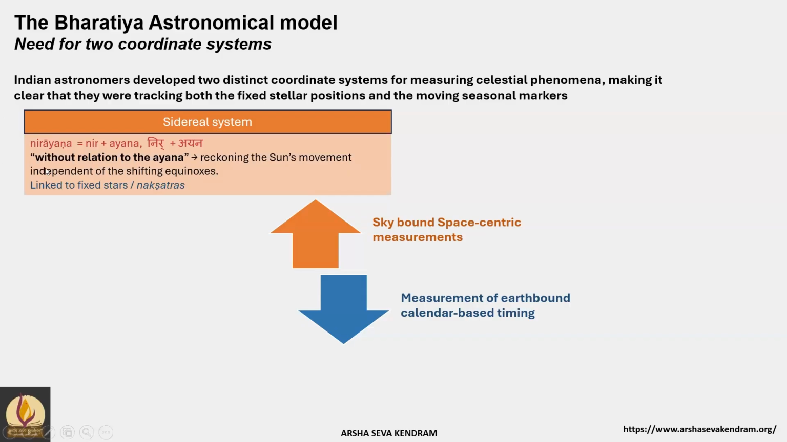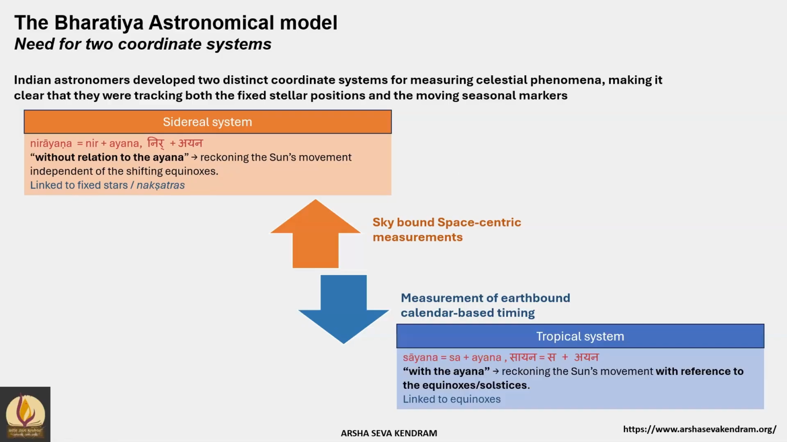See, the equinoxes, as we say, keep shifting every time because of the precession. However, this system does not care about the equinoxes. It is only linked to the fixed stars or the nakshatra background, or the background of the nakshatras, right? Now, why did we need this?